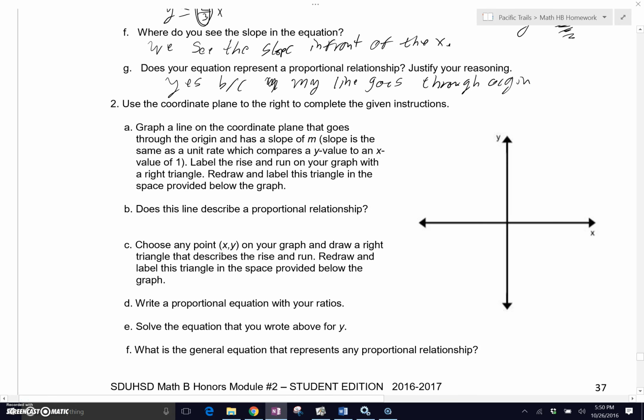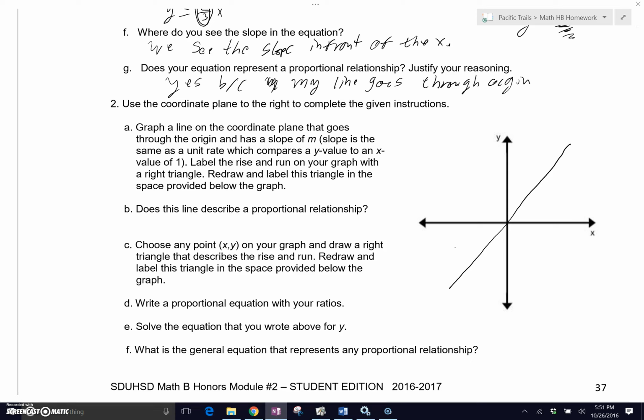Let's go ahead and look at this again now. It's going to be a little different. So it says graph a line on the coordinate plane that goes through the origin and has a slope of m. This is saying I have no idea what the slope is, but all I know is it goes through the origin. So here's a straight line. It's going through the origin. I don't know what the slope is.